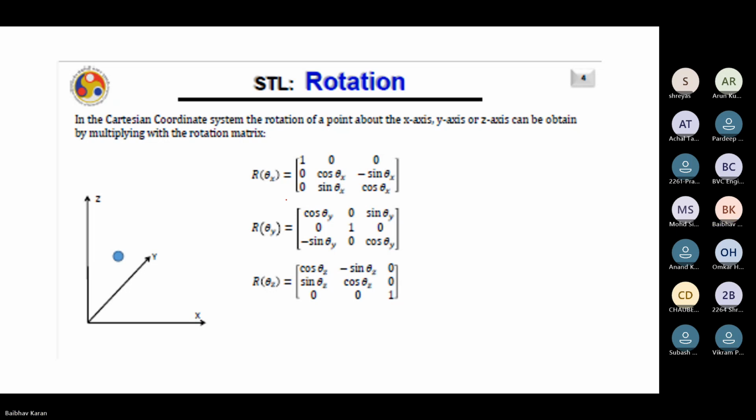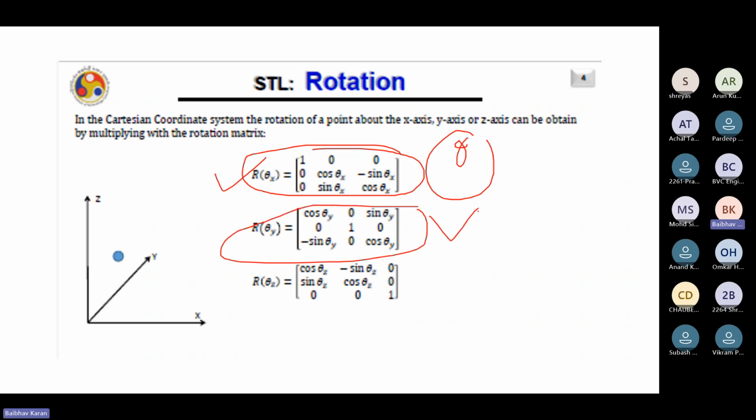If we rotate the figure by an angle theta along the X axis, this is the rotation matrix we'll be using. If we rotate it along the y-axis, this is the rotation matrix along the y-axis. And if we rotate along the z-axis, we'll be using this matrix. Theta is the angle of rotation: theta x along the x-axis, theta y along the y-axis, and theta z along the z-axis.